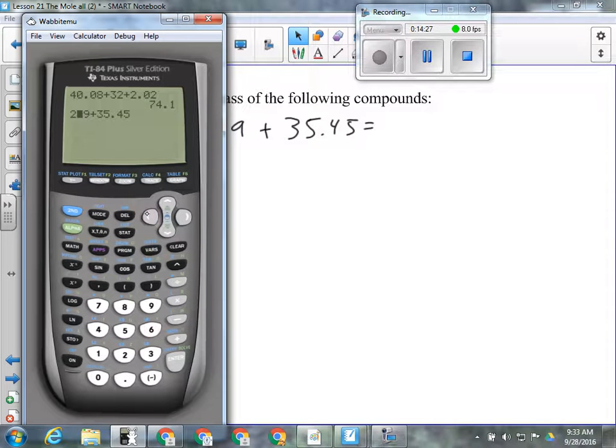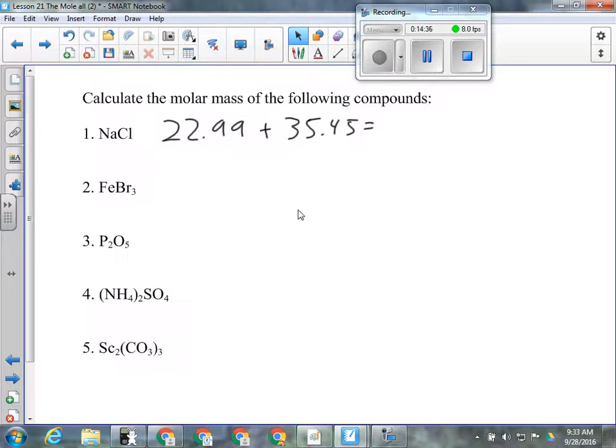Man, it seems to be getting less and less sensitive. Okay, 58.44 is our overall mass, and that is in grams per mole. How important are units? They're crucial. If you don't put units on, or the units are wrong, the whole answer is wrong. Yeah, that sucks, but it's true. So make sure you have units on your answers.